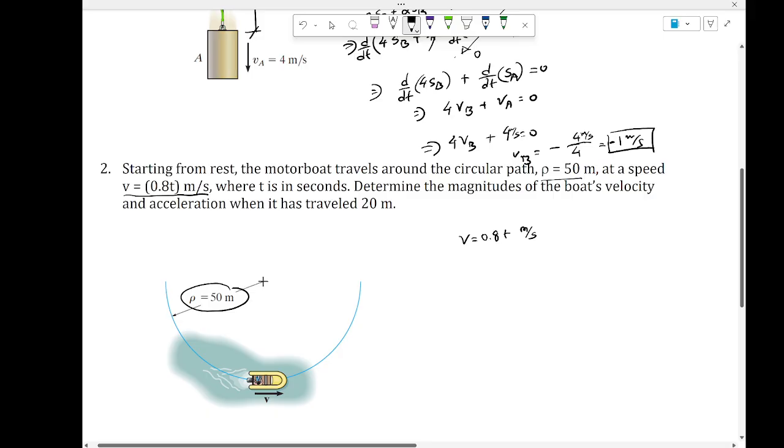All right. So t is the time, right? Time is in seconds, obviously. And again, you understand v, the velocity, is the velocity of this boat, right? The motorboat is traveling around a circular path.